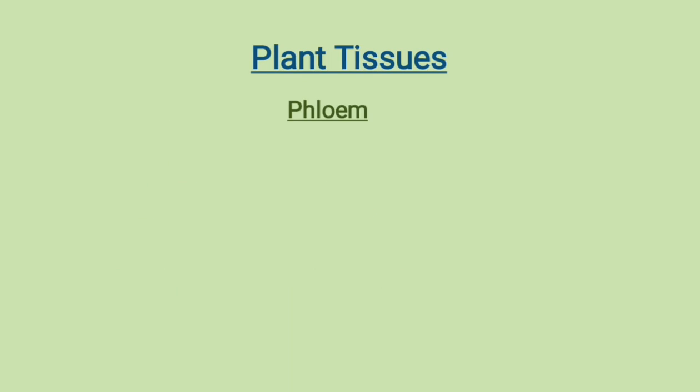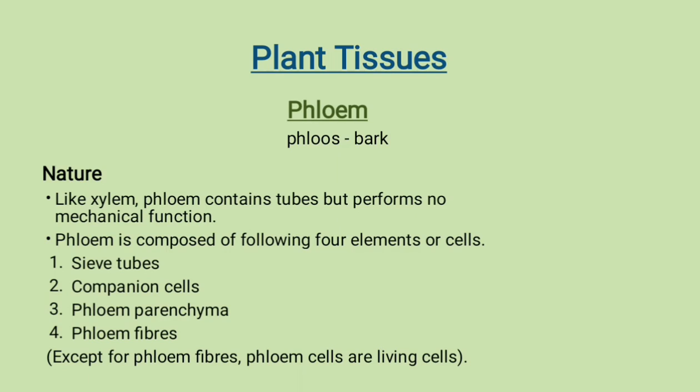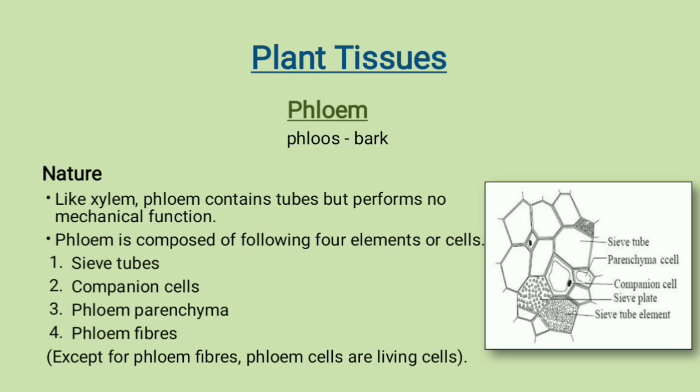Now we have arrived at our last type of plant tissue and the last type of complex permanent tissue, which is phloem. Phloem came from a Greek word, phloos, which means bark. Like xylem, phloem contains tubes but performs no mechanical function. Phloem is composed of the following four types of elements or cells: first is sieve tubes, second is companion cells, then phloem parenchyma and phloem fibers.